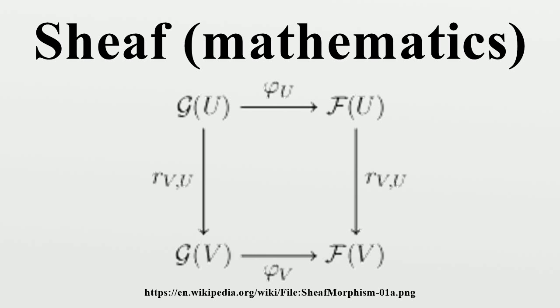Fix a point x in X and an object S in a category C. The skyscraper sheaf over X with stalk S is the sheaf S_x defined as follows. If U is an open set containing x, then S_x(U) equals S. If U does not contain x, then S_x(U) is the terminal object of C. The restriction maps are either the identity on S, if both open sets contain x, or the unique map from S to the terminal object of C.